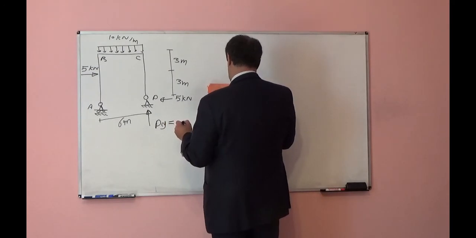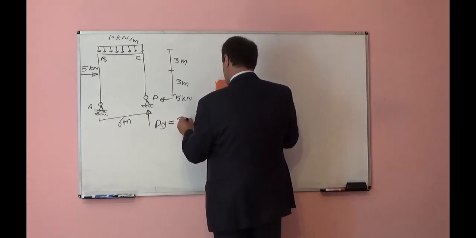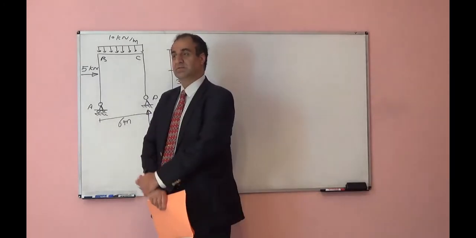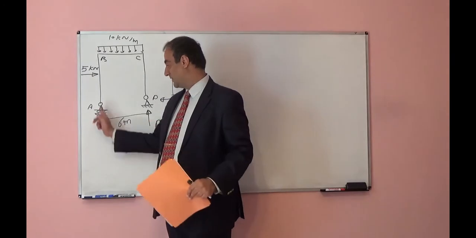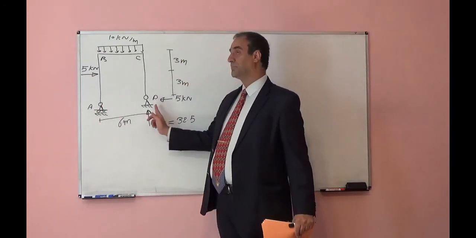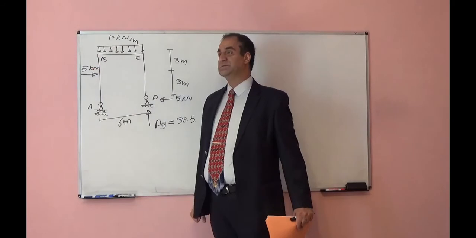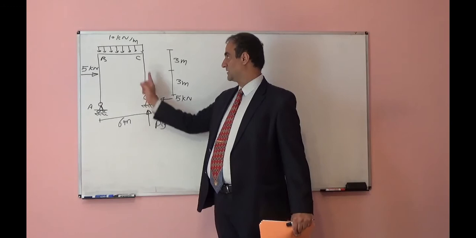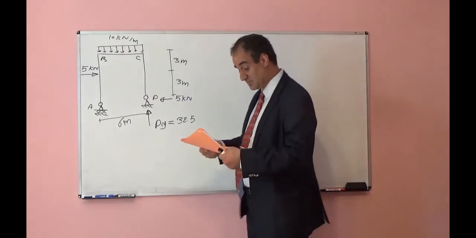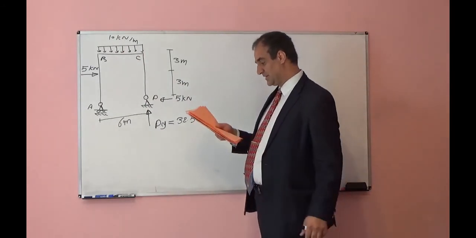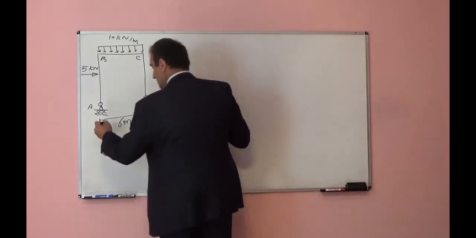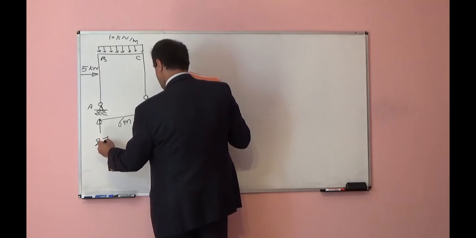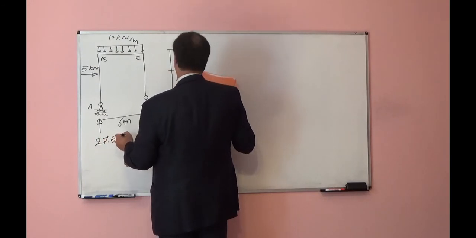It will be 32.5. Summation of force in vertical direction is equal to 0. Ay plus Dy minus 10 times 6 is equal to 0. From there you can find Ay. Ay will be 27.5 kilonewton.